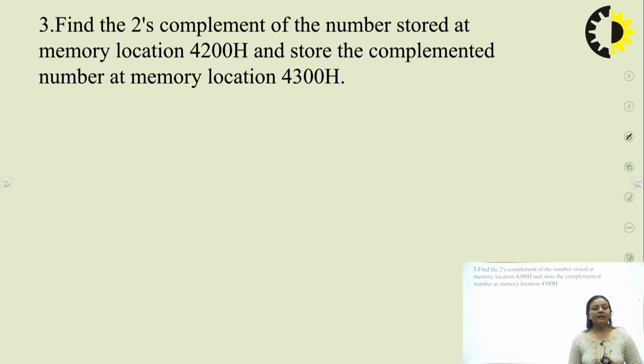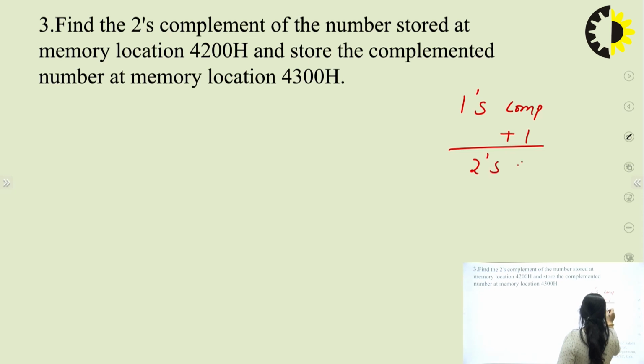Next is: find 2's complement of the number stored at memory location 4200H and store the complemented number at location 4300H. So you have to find the 2's complement of a number. Whenever we talk about the 2's complement, we know it is the 1's complement plus 1. So for 2's complement, you need a 1's complement. Once you have a 1's complement, just add 1 to it to get the 2's complement.